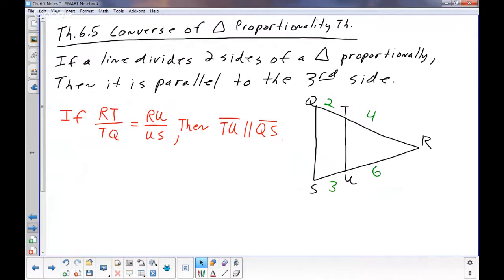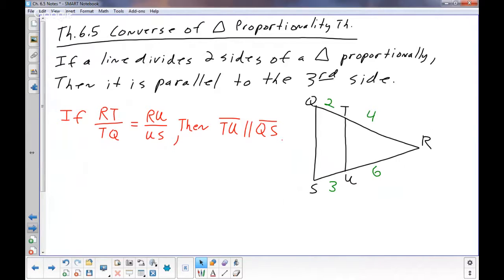The next theorem is theorem 6.5. It's the converse of what we just did, the converse of the triangle proportionality theorem. It says, given any line that divides two sides of a triangle proportionally, so basically TU is just dividing two sides proportionally, then it is parallel to the third side. So it kind of goes along proving a line parallel: if TU cuts QR and RS proportionally, then we can say TU is parallel to the third side, or QS.